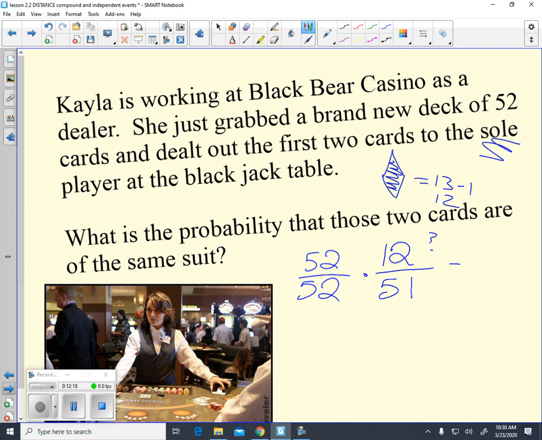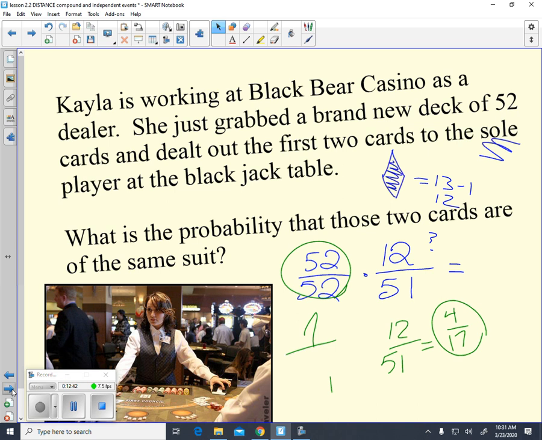So the probability that second card is also a diamond is 12 out of 51. And if you multiply here, you multiply numerator times numerator, denominator times denominator. But really, this is just 1, right? And so we end up with 12/51. Actually, those are both divisible by 3, right? 4, I want to say 17ths maybe, 4/17, a little less than a 25% chance.